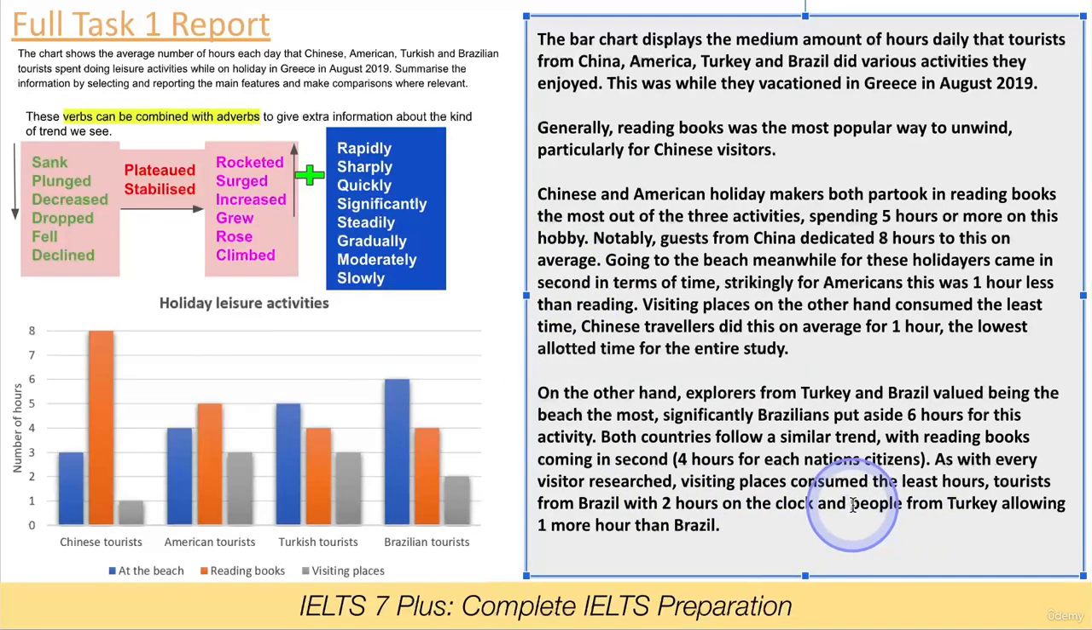We could say, even though people from Turkey allowed 1 more hour than Brazil, this leisure scenario was still the least popular, for example.